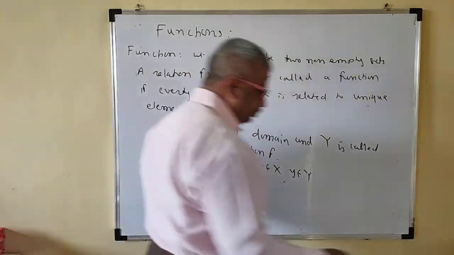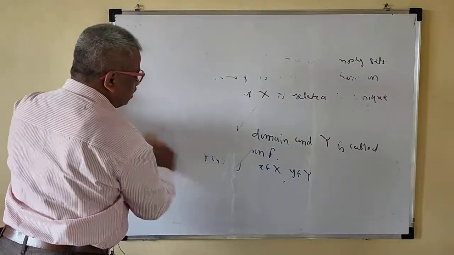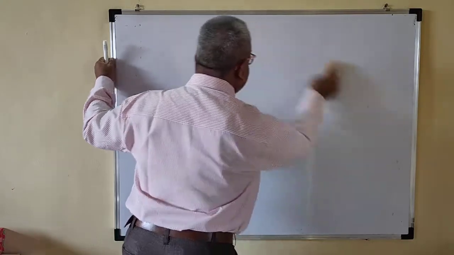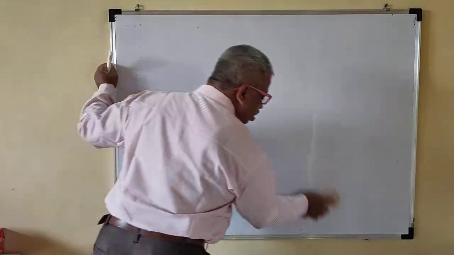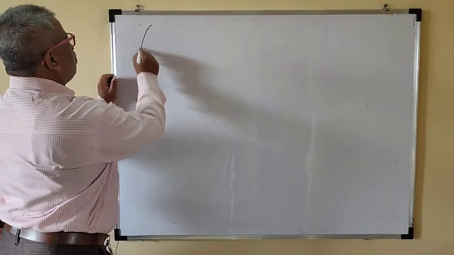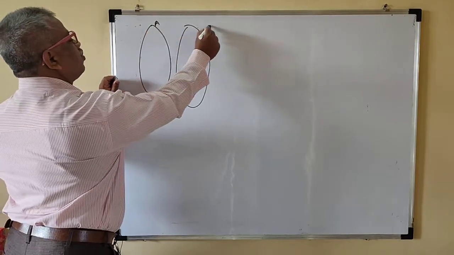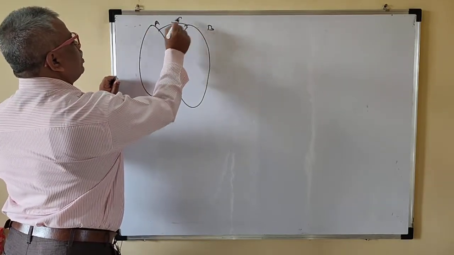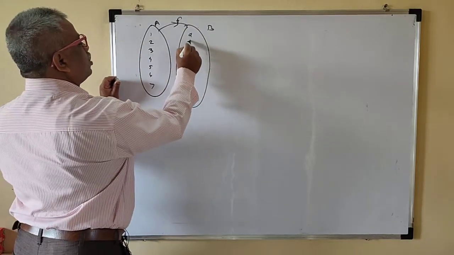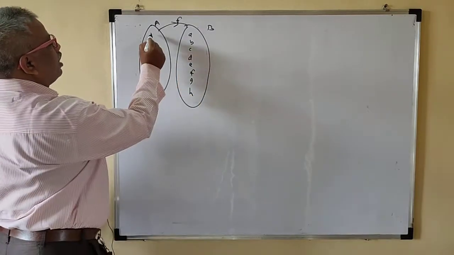Now we'll see some relations and judge whether they are functions or not, so that you will understand the definition of the function. We'll draw some Venn diagrams. Suppose this is A and this is B, and f is the given relation, with elements 1, 2, 3, 4, 5, 6, 7 and A, B, C, D, E, F, G, H.